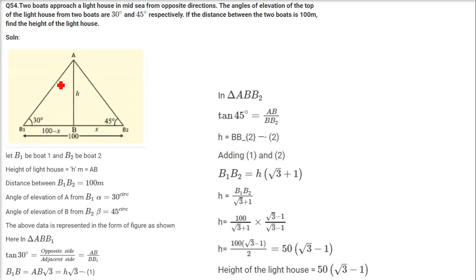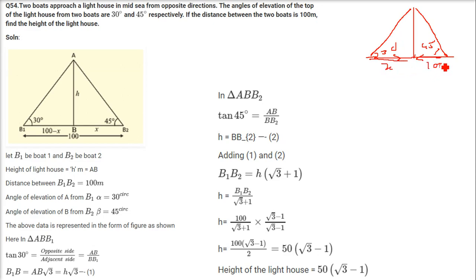So now the two boats are approaching from the opposite side. So here is the lighthouse. One is coming from here and one is coming from here, right? Now the angle of the first one, say it to be 30 degree, and this has to be 45 degree. The angle of elevation, this we have got, if the distance between the two boats is 100 meters. So let us say this to be x.